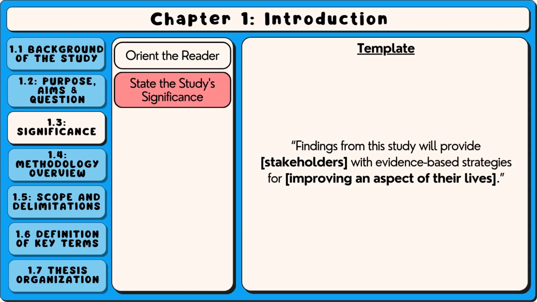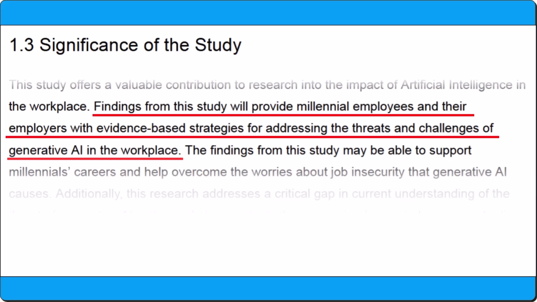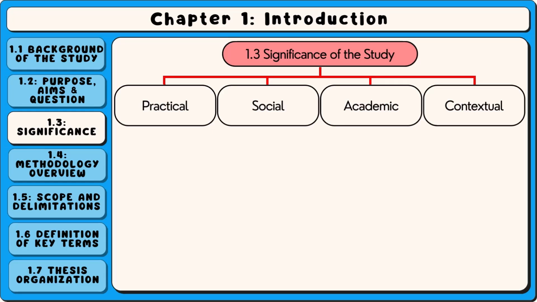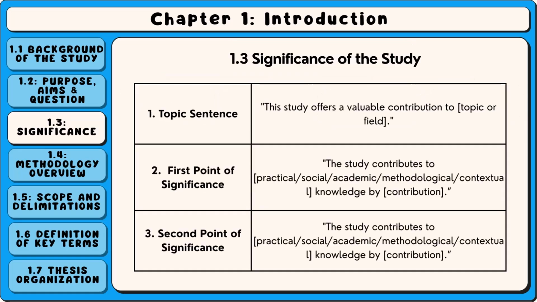Now, let's look at a template. You could write, findings from this study will provide stakeholders with evidence-based strategies for improving an aspect of their life. In our sample piece, it says, findings from this study will provide millennial employees and their employers with evidence-based strategies for addressing the threats and challenges of generative AI in the workplace. You may choose to expand this section by covering multiple points of significance if you can identify several ways your study will be significant. That's it for this section.